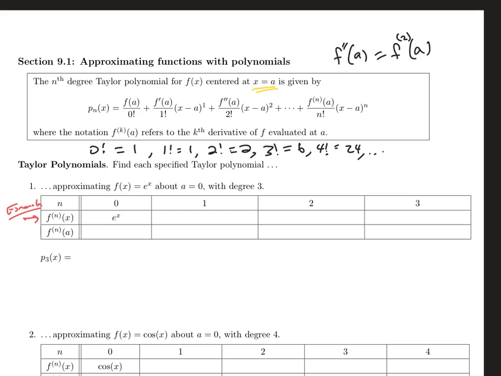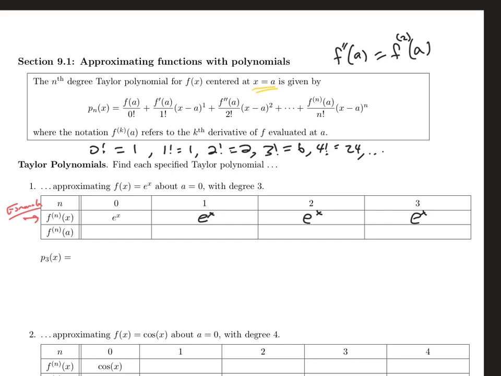For e to the x, it's sort of silly. The first derivative is e to the x. The second derivative is e to the x. This number here is which derivative I'm taking. So the third derivative is also e to the x. So e to the x is not very exciting.